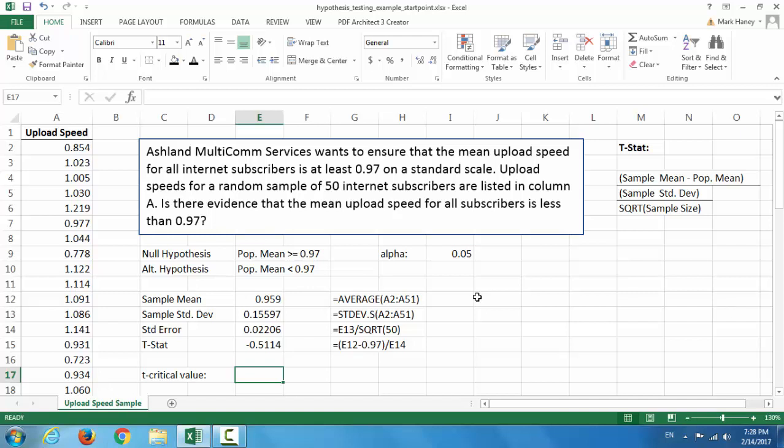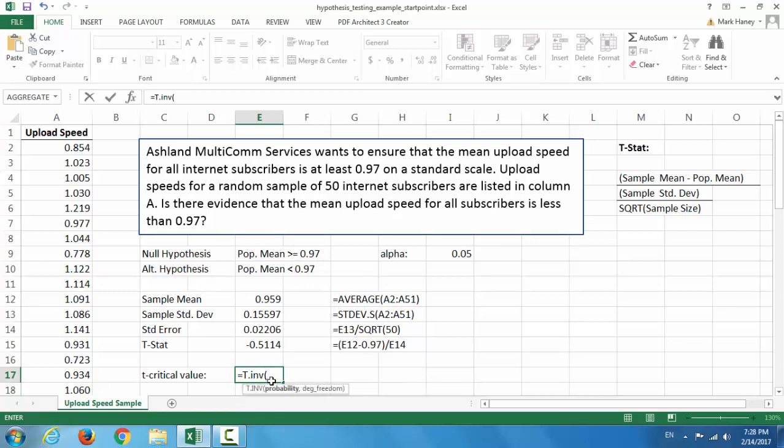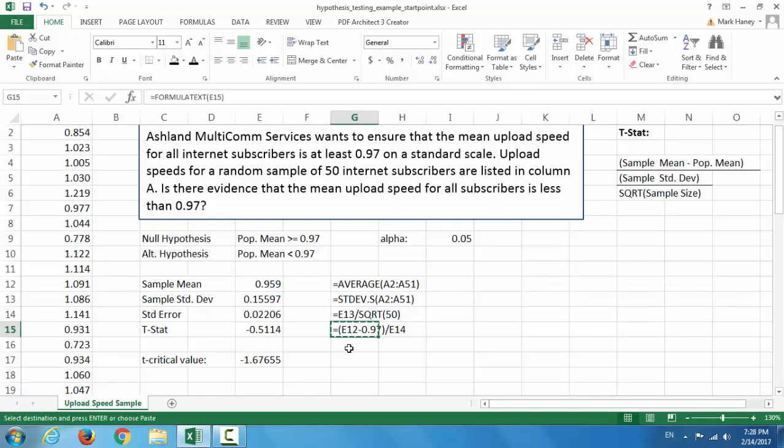Remember, the t distribution is a family of distributions defined by their degrees of freedom. The degrees of freedom is the sample size minus 1. So what we need to do is find the value in a t distribution with 49 degrees of freedom, since our sample size is 50, that only 5% of the distribution is less than. So the function is equals t.inv, 0.05, comma, 49. 49 is the degrees of freedom. And we get our t critical value of negative 1.67.